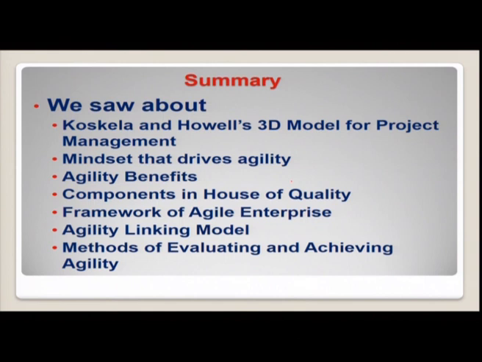We saw about the 7 different components available in the house of quality. The house of quality in short is called HOQ. We as well saw about the framework of the agile enterprise, how the agile enterprise should look like, what the goal is, how to achieve the goal. Those things we saw in the framework of the agile enterprise, and then we saw in detail about the agility linking model, and we saw about the methods of evaluating and achieving agility.